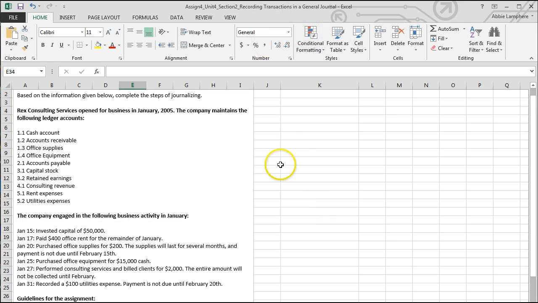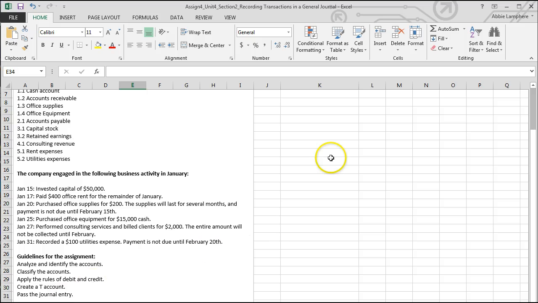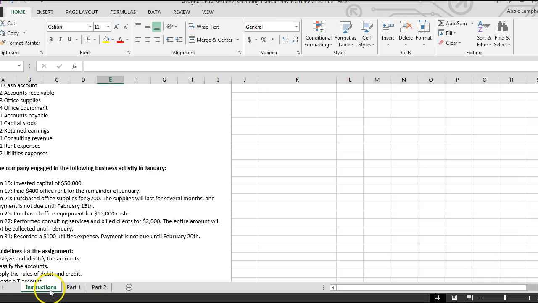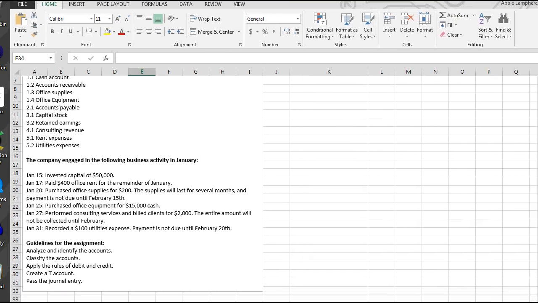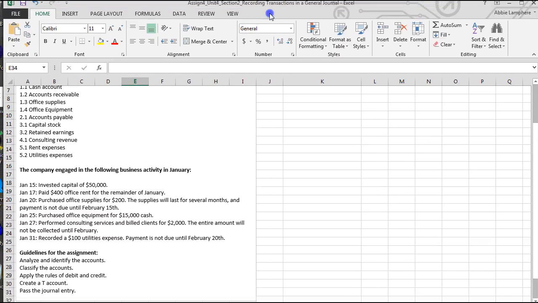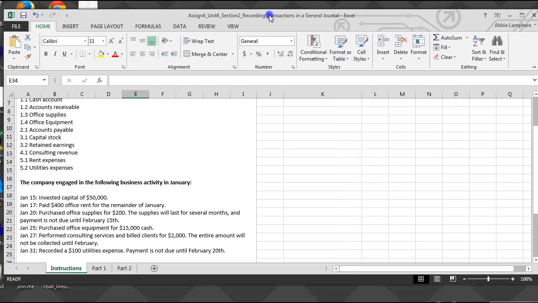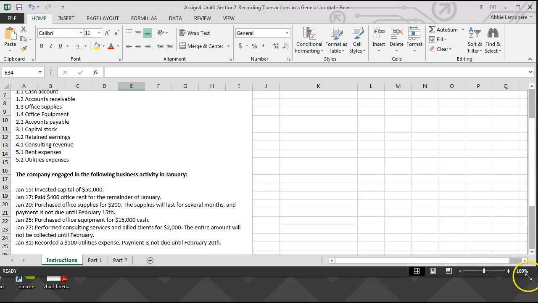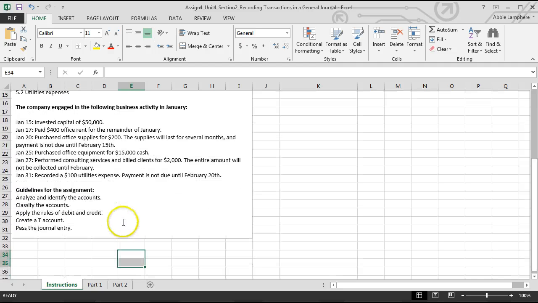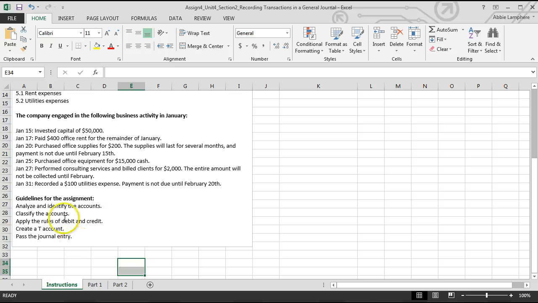So when you download this template, you should have 3 tabs down at the bottom. An instructions tab, a Part 1, and a Part 2 tab. I keep losing my tabs whenever I resize this thing. There we go. Okay. So your instructions tab, I just put this on here as an additional instructions page.